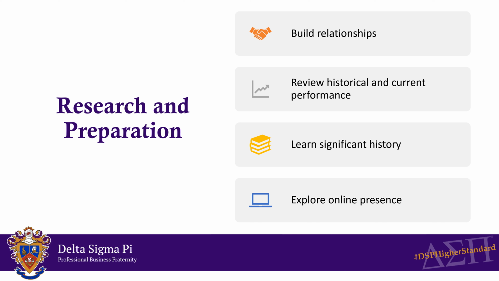Research and preparation can go a long way in supporting the chapter. Take inventory of the size of the chapter, get to know the officers and build relationships, review past and current CMP performance, learn about significant history of the chapter, and explore the chapter's website and social media. This information can equip the district director with opportunities to share meaningful insight and facilitate discussions to improve the chapter.